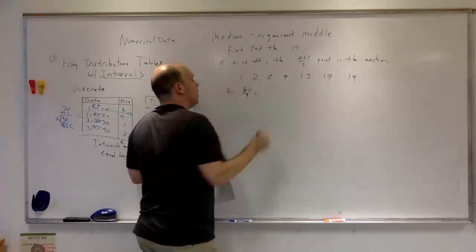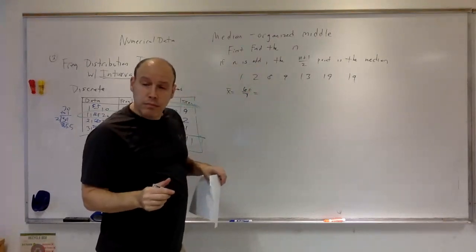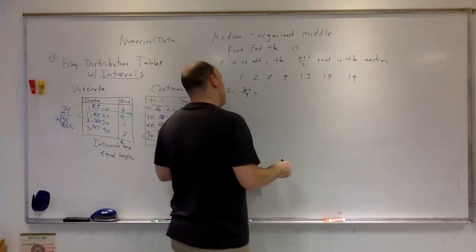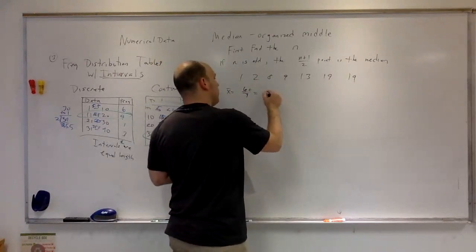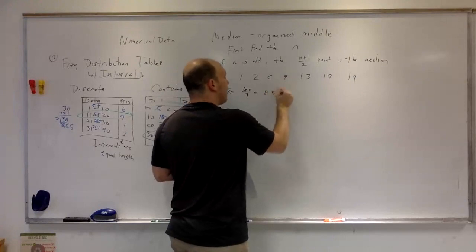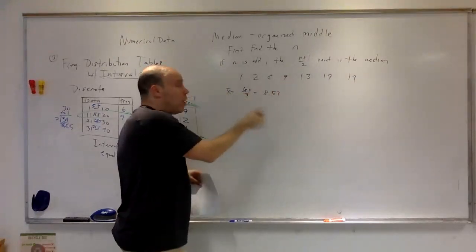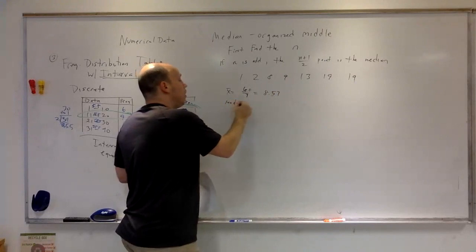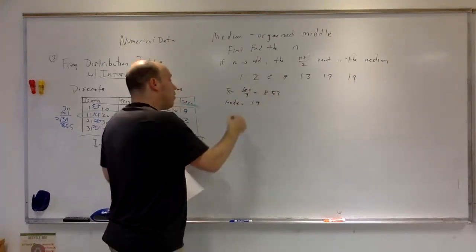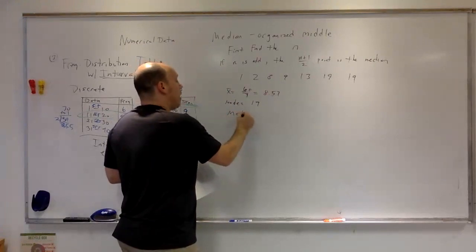Hey, Siri. 60 divided by 7. 60 divided by 7 is about 8.5714857. That's the average. What's the mode? The mode is 19 because 19 occurs more than the others. And the question is, what's the median?